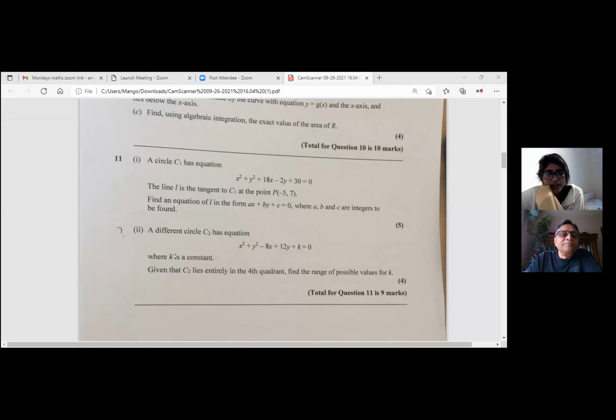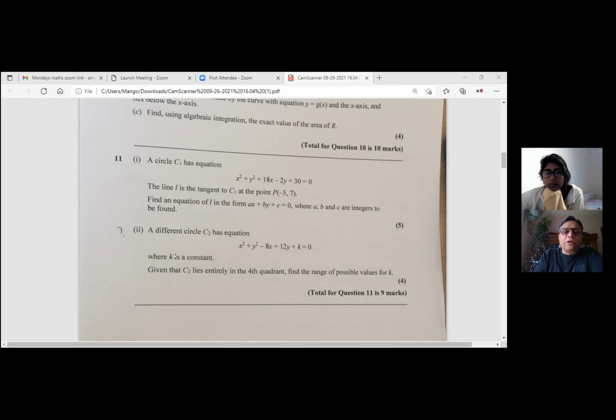So the circle C1 has equation x squared plus y squared plus 18x minus 2y plus 30 equals 0. The line L is tangent to C1 at the point P, which is (-5, 7). Find an equation of L in the form ax plus by plus c equals 0, where a, b and c are integers to be found.